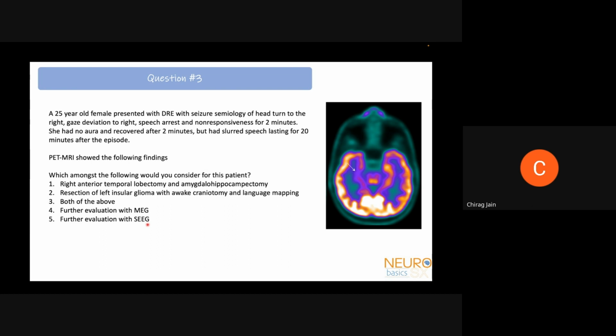Now, after this PET MRI, which amongst the following would you consider for this patient? A right anterior temporal lobectomy, resection of the left insular glioma with awake monitoring, awake craniotomy and language mapping, both of the above, further evaluation with MEG, or further evaluation with stereo EEG.